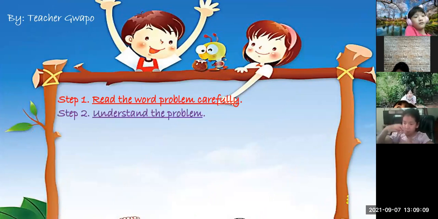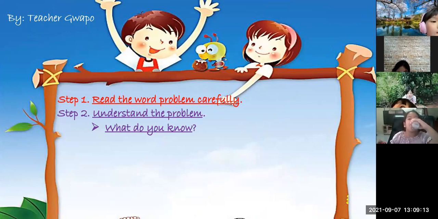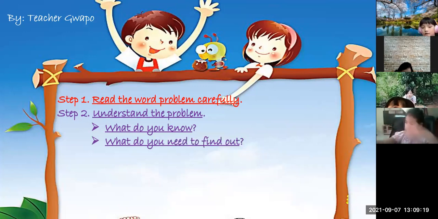What the problem is all about. When you say understand the problem, you ask yourself, what do I know about the problem? What is the problem all about? And then if you understand the problem, you have to ask yourself, what do I need to find out? So what do you need to find out? What do you know about the problem? So that is step number 2.